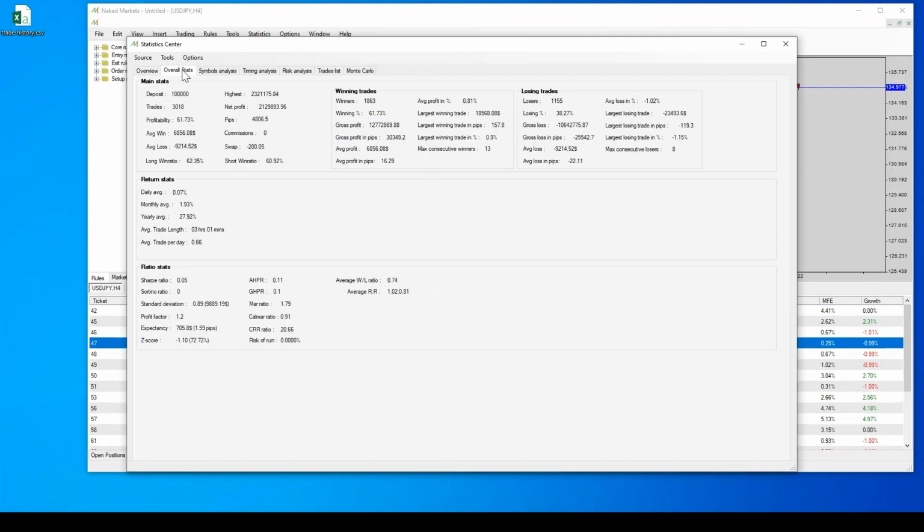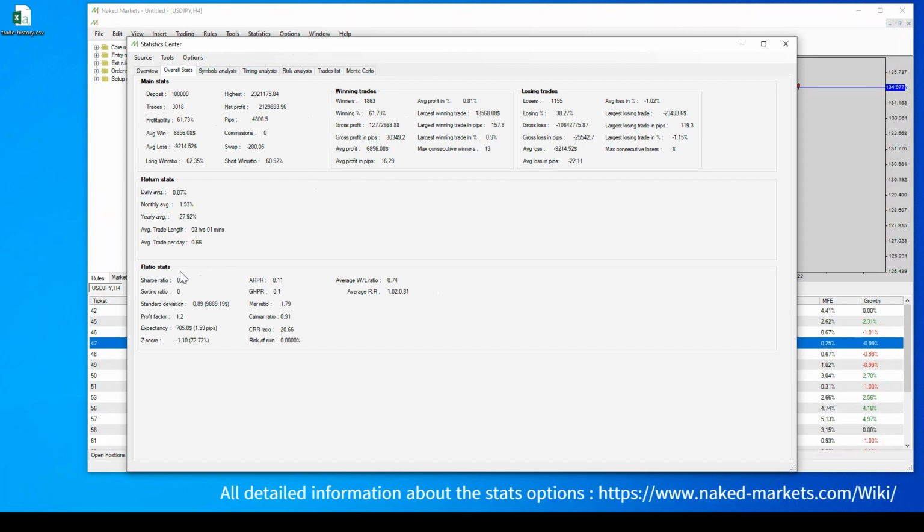In the Overall Stats tab, you can analyze deeply the reliability of your trading strategy. Advanced stats are displayed and organized by category related to the winners and losers, the returns over time, and important ratios. All the detailed explanations about these indicators and their calculation are available on the Naked Markets wiki.